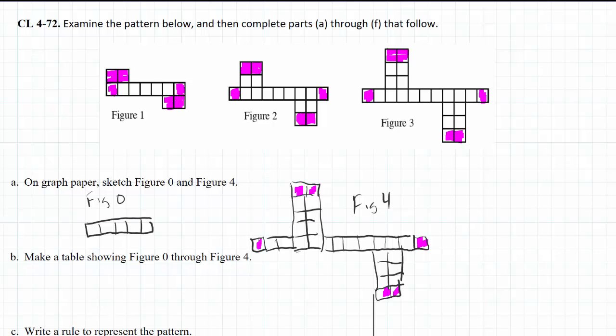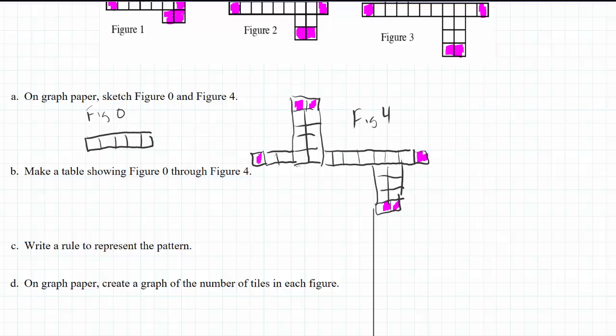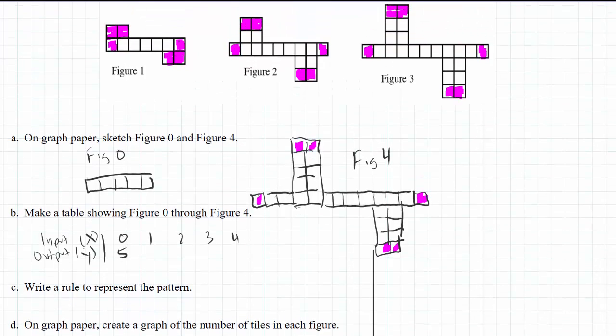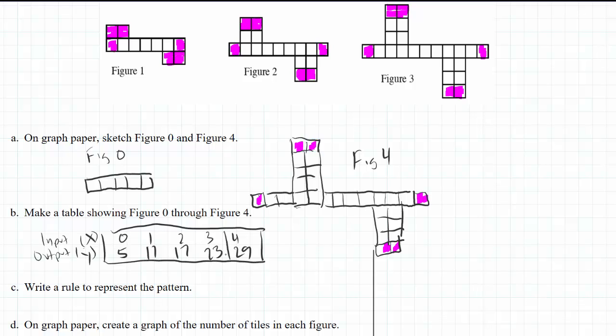Let's go ahead and make a table showing figure 0 through figure 4. X is the input, and the output would be the Y. So 0, 1, 2, 3, 4. Figure 0 has 5 tiles. Figure 1, if we recall, we just add 6, right? So 5 plus 6 is 11. And then we just keep adding 6. So 17, 23, and 29. If we needed to, we could count to verify that, but I'm pretty confident seeing that growth.